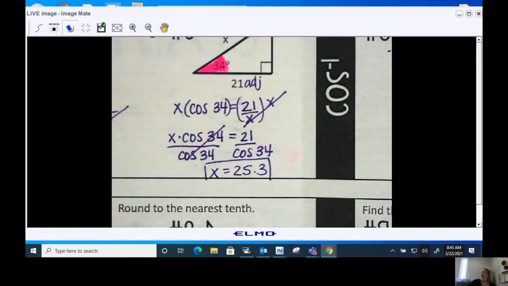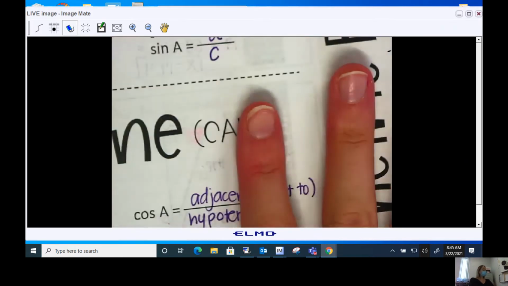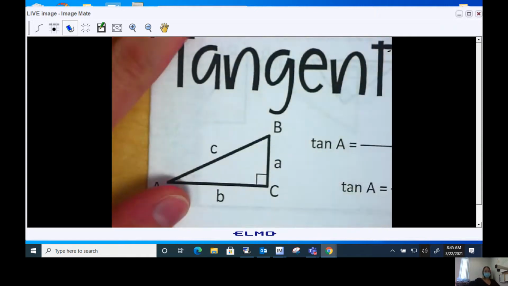Good. So half the battle is just, can you put it in your calculator the right way? It's all just fractions. Okay, now the last one, tangent. All right, so we've done sine, we've done cosine. Our final one is tangent. And hopefully you're noticing it's a lot of the same thing, right? It's just a different fraction using different side lengths.